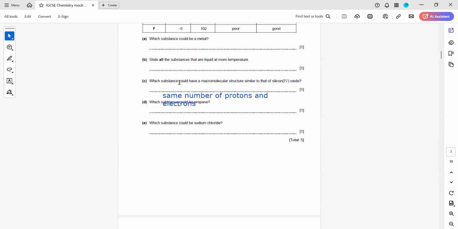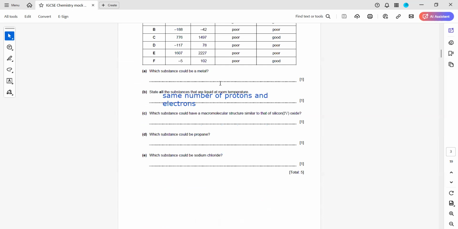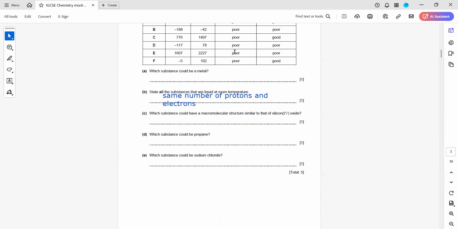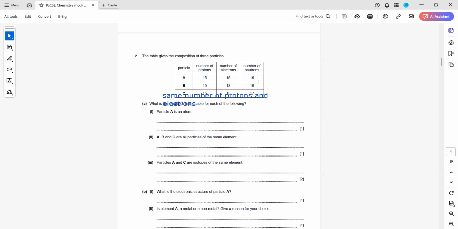The question is, which substance has a macromolecular structure? To be a macromolecular structure, it should have a high melting point and boiling point, and it should not conduct electricity in a solid state or in a molten state. That's why we selected E in that case.